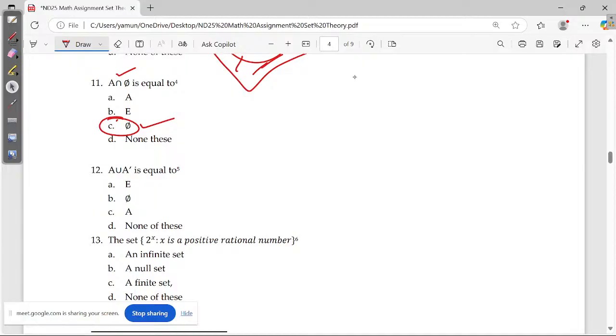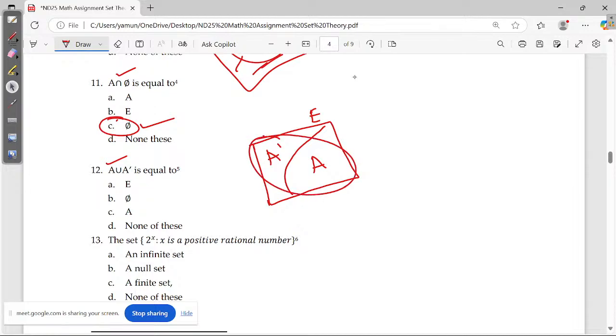A union A dash. Yeah, A union A dash. Actually, if you recall the figure, it may look like this. This may be A and this may be A dash. So this is the superset. Actually, we name it as sample space S. Here superset E is given. So we take it as E itself. So this will be your diagram. So A union A dash will be the whole as E. Okay, please make a note of this one.